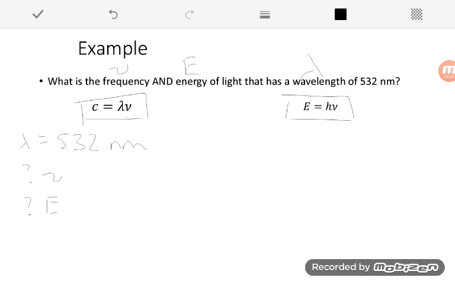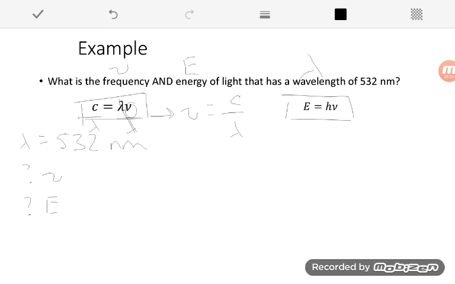So I know that c is equal to wavelength times frequency. I'm going to go ahead and rearrange this and solve for the frequency, which is what I need. Frequency is equal to c over lambda. So I just divided both sides here by lambda, it cancels out on that side, and I get the frequency is equal to c over lambda.